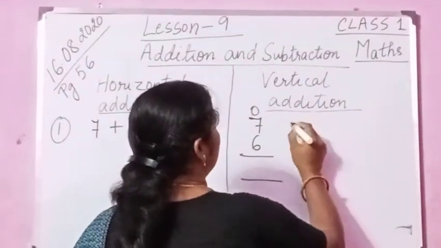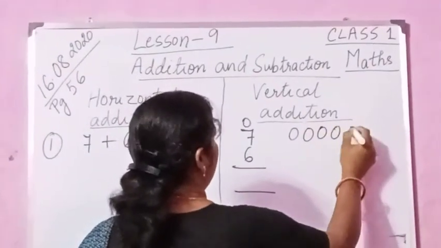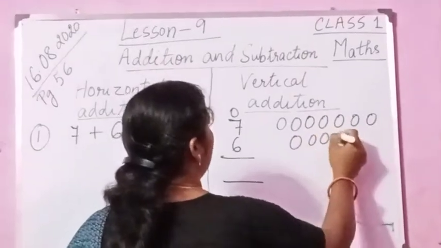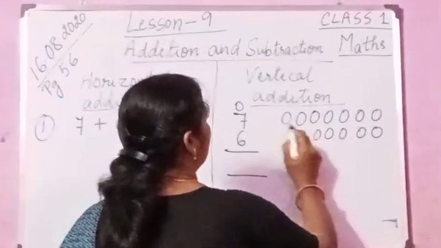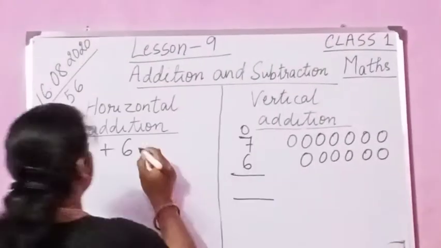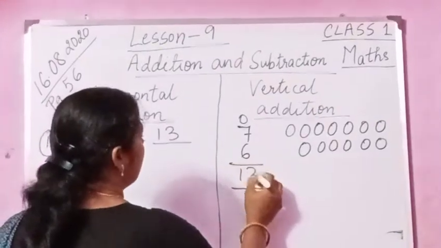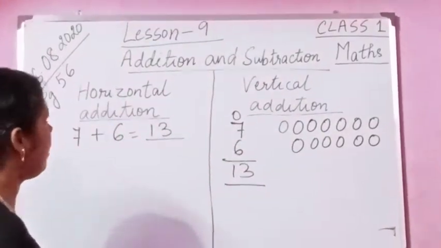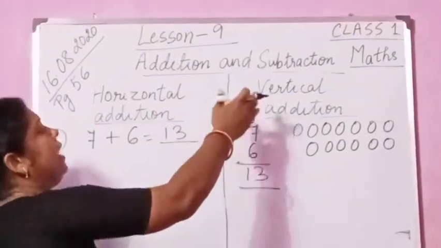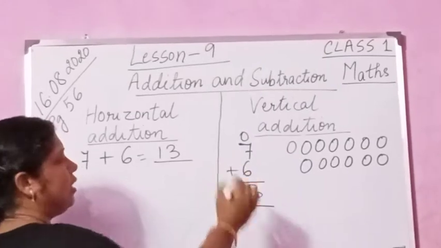A ball is given, so let us make 7 balls. 1, 2, 3, 4, 5, 6, 7, and 6. 1, 2, 3, 4, 5, 6. So let us count: 1, 2, 3, 4, 5, 6, 7, 8, 9, 10, 11, 12, 13. So 7 plus 6 equals 13. If we do horizontal addition, in a straight way, the answer is 13. If we do it in an erect way, 7 plus 6 also comes to 13.